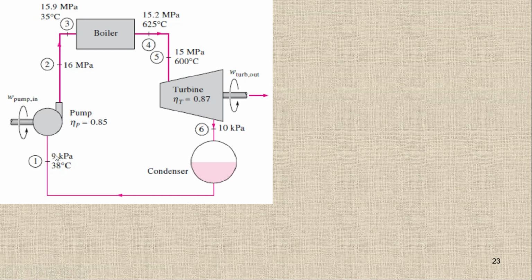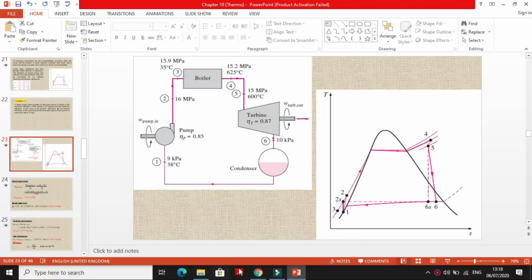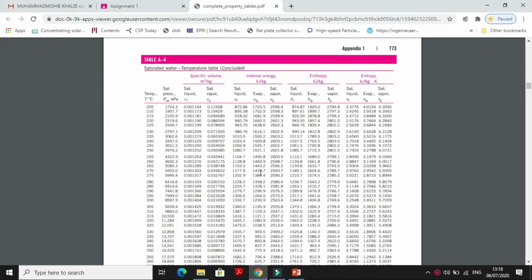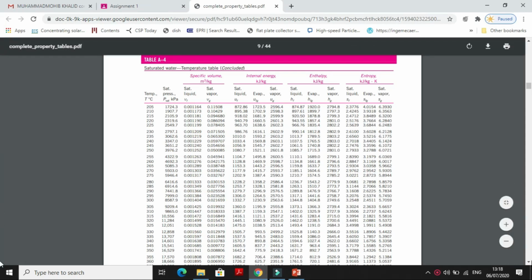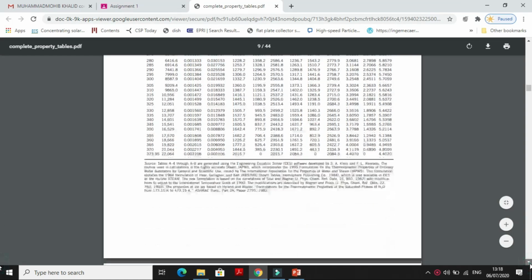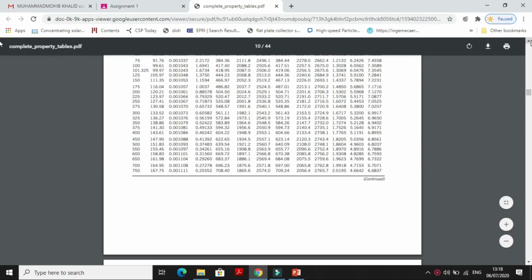So first of all, we have to check the state. We have 9 kilopascal and 38 degrees Celsius. If I check from the steam table, we have tables A4 and A5. First, I'm going to check table A5 because A5 is the pressure table.